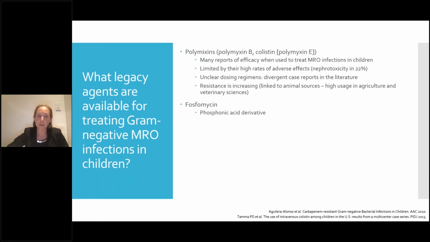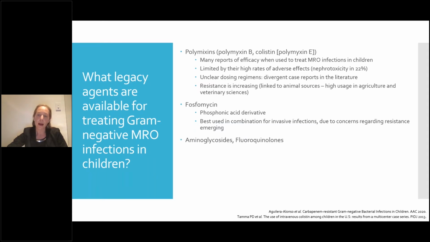Fosfomycin is another very useful legacy agent, which is a phosphonic acid derivative, so therefore in a class of its own, and has retained quite good susceptibility across the globe for many, both gram-positive and gram-negative organisms. And there was a recent trial by GARDP that will soon be published looking at the pharmacokinetics of fosfomycin in neonates, and we know that this is an agent that is likely to be best used in combination to try and limit the possibility of resistance emerging.